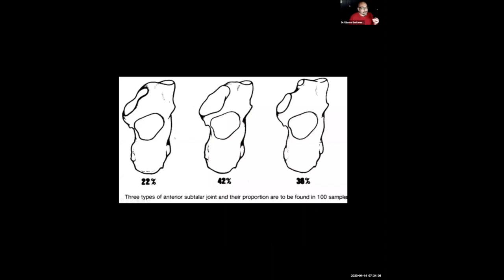Now, the middle and anterior facets can have a variable anatomy, okay? There can be a combined facet, there can be a congruent, and there can be a sort of reniform, if you will, okay? And the most common is going to be this sort of combined with 42% here.